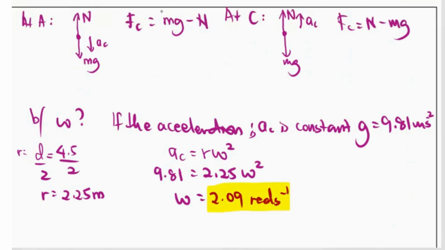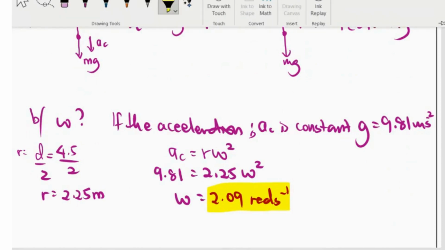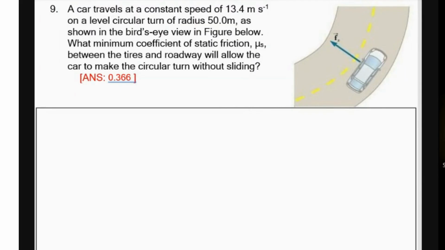Okay, guys, this is the end of question part A. So we're going to see part B to continue with question 9, the subjective question. Given a car travels at a constant speed of 13.4 meter per second, you can write down the known quantity, which is V, 13.4 meter per second, on a level circular turn of radius 50 meter. So R is 50 meter, as shown in the bird's eye view in the figure below.